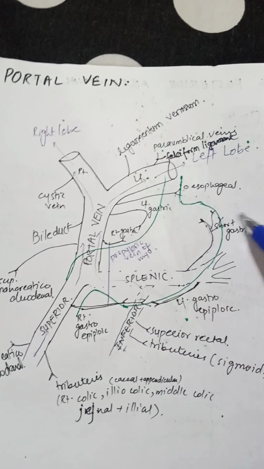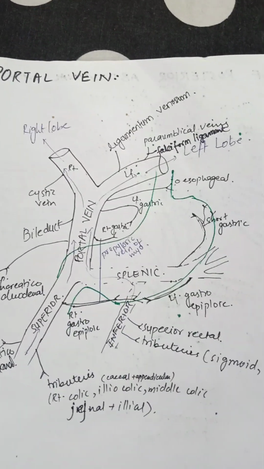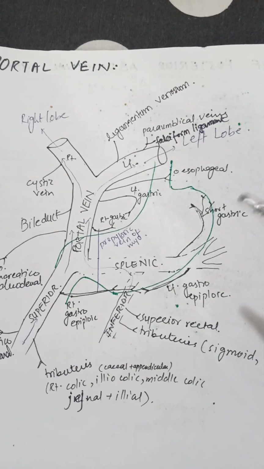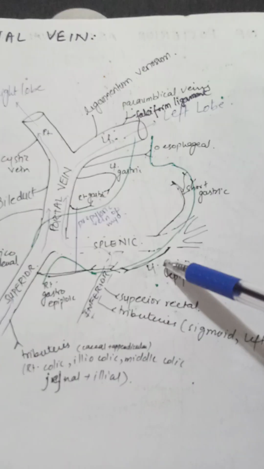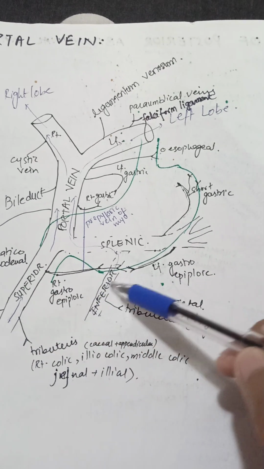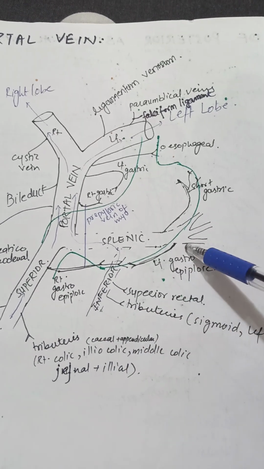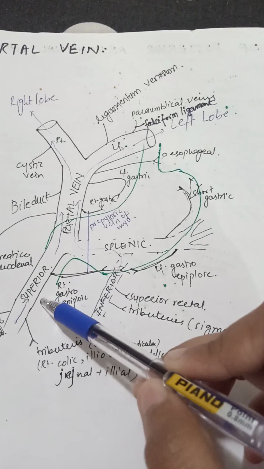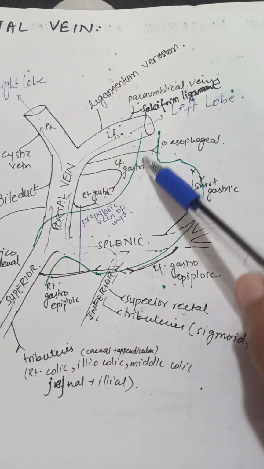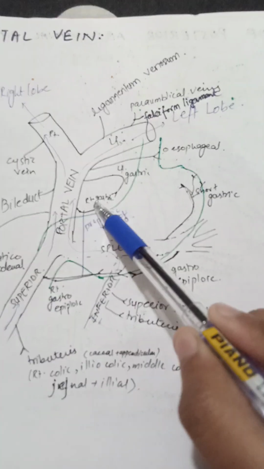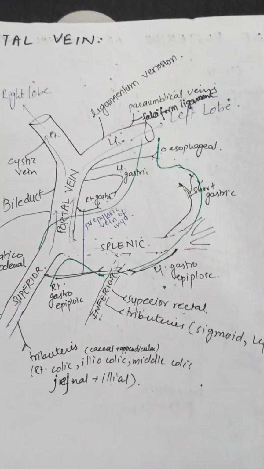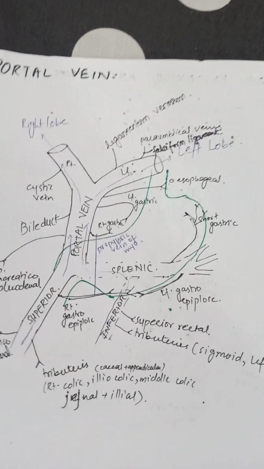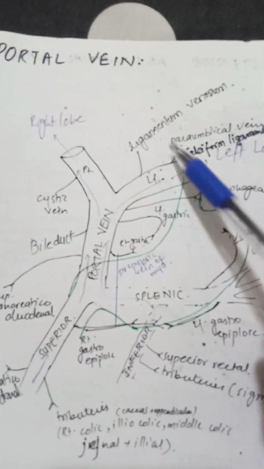Now, for the stomach, the venous drainage we can see from the greater curvature. First, the short gastric and left gastroepiploic, and right gastroepiploic. You can see the branches, they are respectively branches of splenic and superior mesenteric. From the lesser curvature, you can see left and right gastric, which are direct branches of the portal vein, and the esophageal vein from the esophagus. Now, the right and left branches, they divide in the liver.